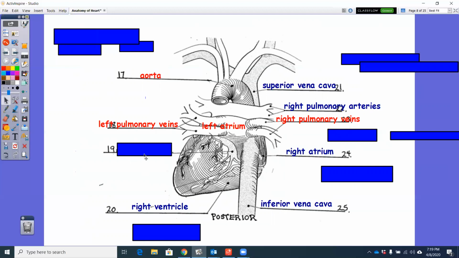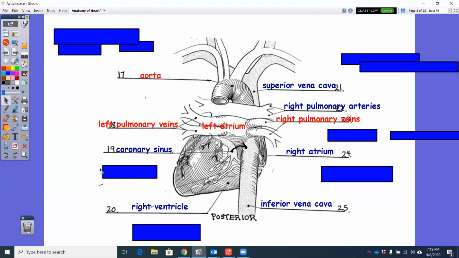Okay? Remember, those pulmonary arteries are carrying deoxygenated blood away from the heart to the lungs. All of the deoxygenated blood is going to come from your myocardial blood vessels and then drain into this coronary sinus. And if this is my right atrium, that coronary sinus is just going to dump blood into the right atrium with the inferior vena cava and the superior vena cava.